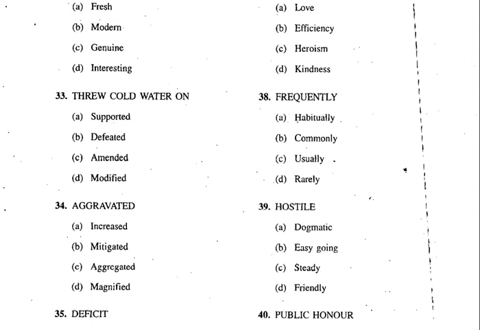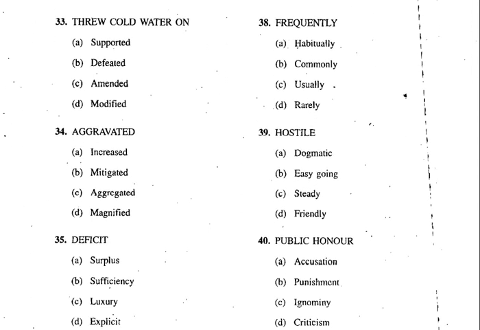Next one is also a very easy one. Frequently: habitually, commonly, usually, rarely. So what will be the opposite of frequently? What does frequently mean? Frequently means often, usually. So the right word will be rarely, seldom. So the opposite word of frequently is rarely. Frequently you do something and rarely you do something. So rarely will be the opposite of frequently. Let's move on to the next one.